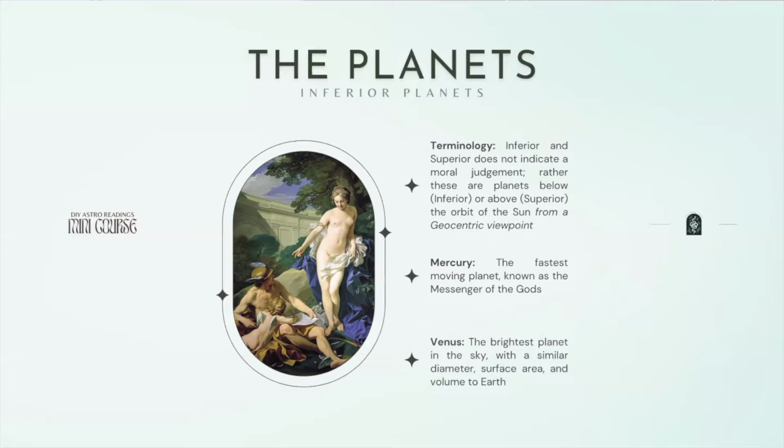Mercury is the fastest moving planet besides the moon, which is a luminary. Confusing. So Mercury is the fastest moving planet, and they're known as the messengers of the gods. And Venus is the brightest planet in the sky, and it has a very similar diameter and surface area and volume to Earth. So it's often referred to as our sister planet.